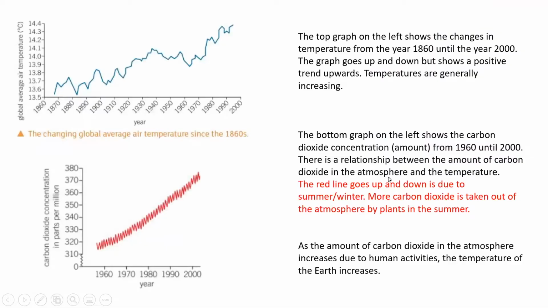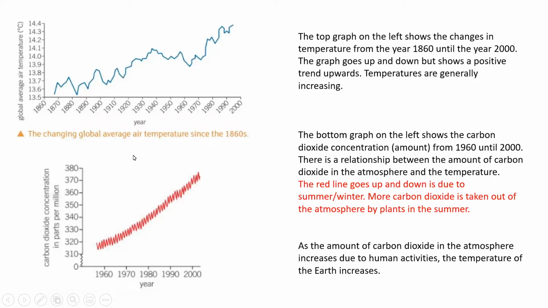Okay, so let's have a look at some graphs. So the top graph on the left shows changes in temperature from the year 1860 until the year 2000. So it goes up and down, but the general trend is it's going up. Okay, so global average air temperature is going up over time. 1860s, Victorian times, when they started having steam engines and factories and things.